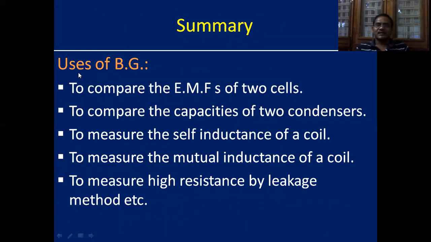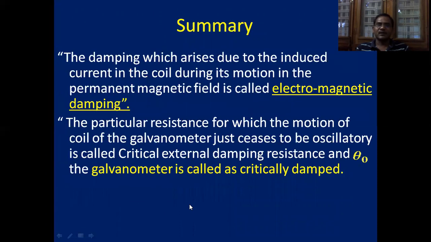Uses of ballistic galvanometer: to compare EMFs of two cells, to compare the capacitance of the given two condensers, to measure the self-inductance of a coil, to measure the mutual inductance of a coil, and to measure high resistance by leakage method, etc. So after that, we covered the discussion of electromagnetic damping and critical damping, right?